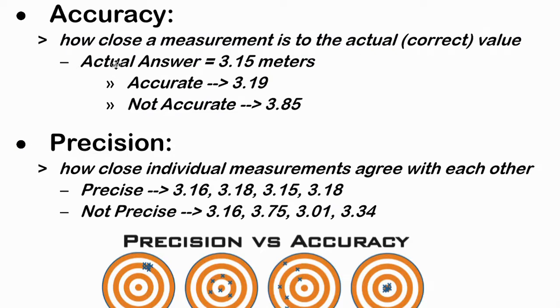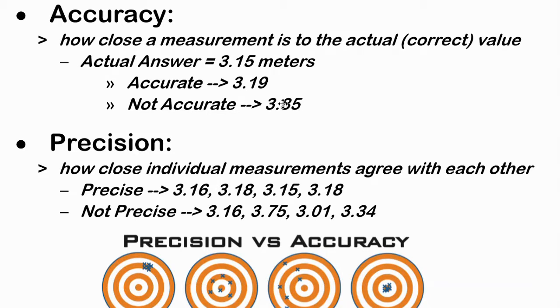So if an object is actually 3.15 meters in length and you measure it and you determine it's 3.19 meters, then you're pretty accurate, right? You're close to what the actual value is. Whereas if you measured it and it was 3.85 meters, well, now you're way off, right? And so this would not be an accurate measurement.